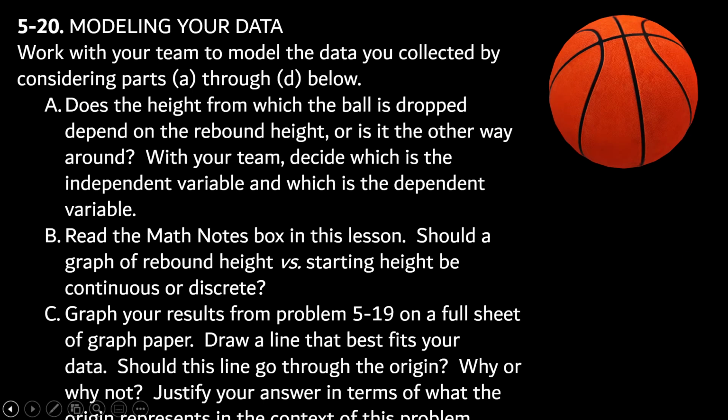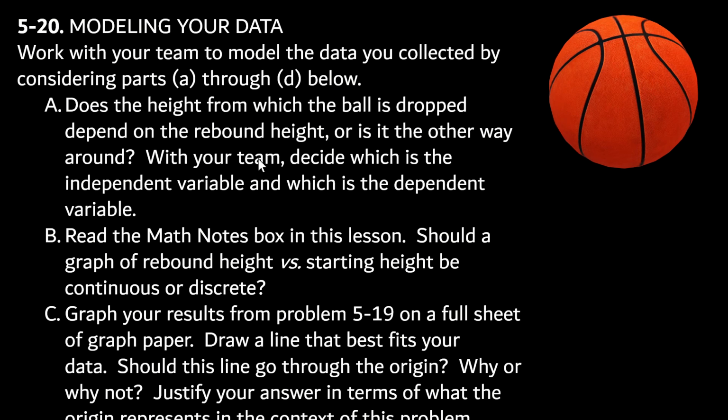So a couple things to consider when we're setting this up to collect data. Consider parts A through D below. Does the height from which the ball is dropped depend on the rebound height, or is it the other way around? I would say, does the height from which the ball is dropped depend on the rebound? No, I would say that the rebound height depends on where I drop it from. So because that makes sense, we're going to say that on our x-axis, it's going to be the initial height, so where we drop it from.